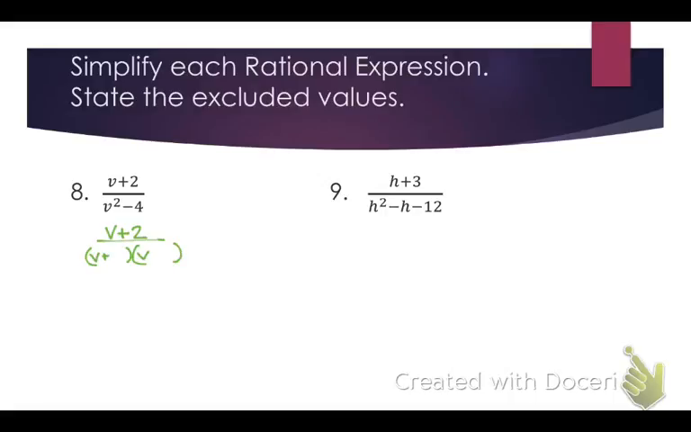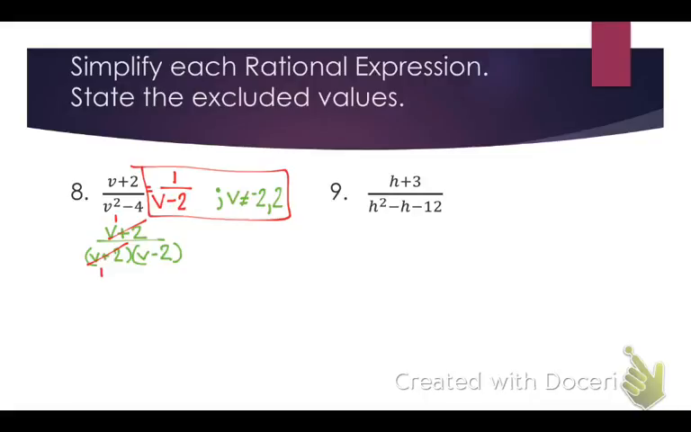Pattern says one's a plus, the other is a minus. Square root of 4 is 2 and 2. So I already know I'm going to have 2 restrictions because there's 2 factors with variables in the denominator. So my 2 restrictions are going to be v cannot be negative 2 or positive 2. What does this reduce to? Well, v plus 2 divided by v plus 2 is 1. So I get 1 over v minus 2 for a simplified answer with 2 restrictions from the domain.